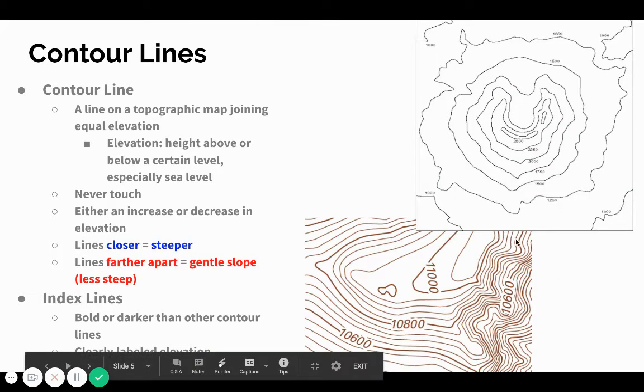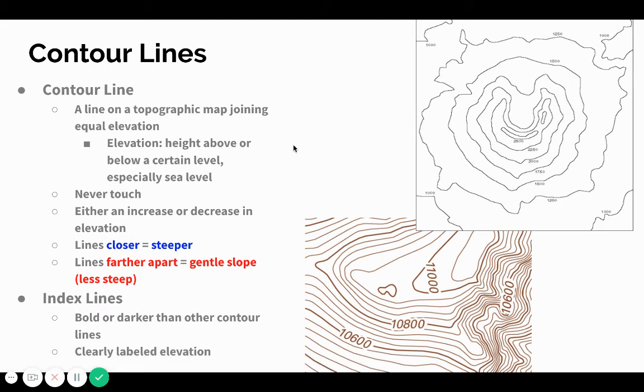So we call the other lines in our topographic maps the contour lines. Now, a contour line is a line on a topographic map joining equal elevation. By that, I mean I can pick a line and follow it all the way around the map, and the elevation of that line is the same all the way around. So let's look at this one. I can find this 1250 here, right? And I can follow it all the way around the map. And all the way around, it's still 1250.